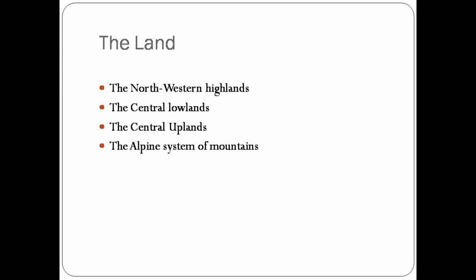Let's discuss about the lands. Europe may be divided into 4 broad physical units running from north to south. First, the northwestern highlands. Second, the central lowlands. Third, the central uplands. And the last one, the alpine system of mountains. But here in this video, I will be discussing only about the northwestern highlands. Let's begin.